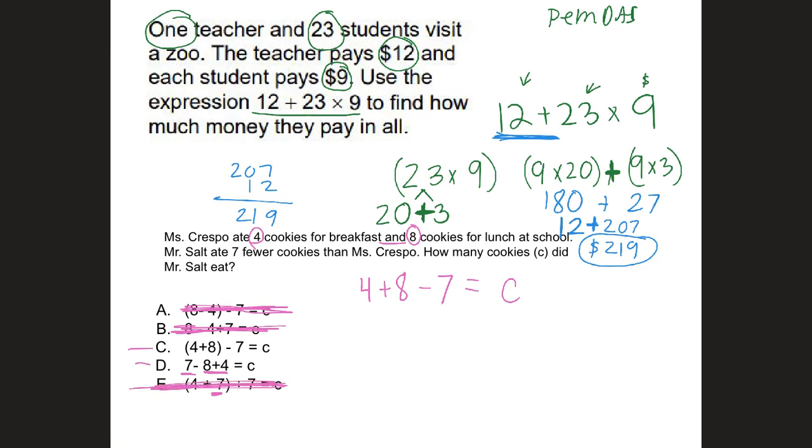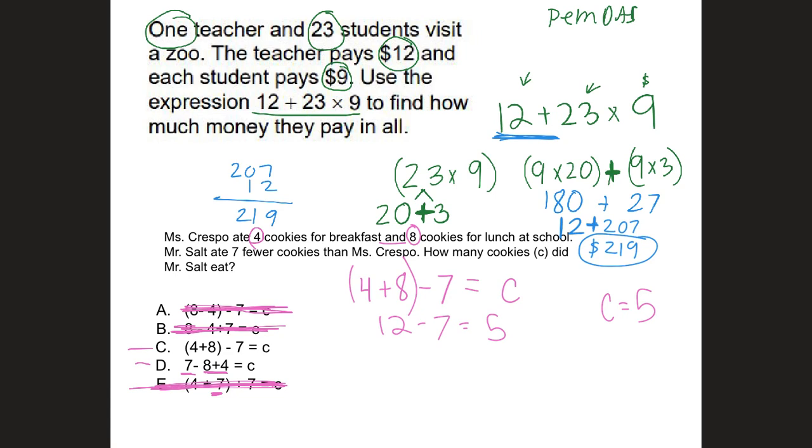All right. I think C works. It does have parentheses, but I know that either way, I'm going to do addition first. So I think this checks out. Seems to match. This is 12 minus 7. That equals 5. So Mr. Salt ate 5 cookies. C equals 5.